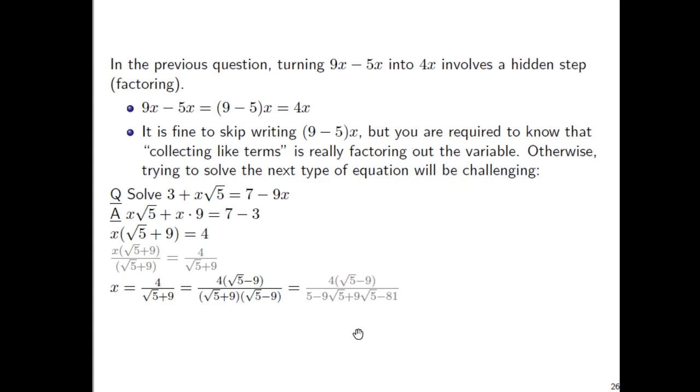4 terms using FOIL. The inner and outer terms are going to simplify to a plus 0, and the root 5 times root 5 became a plain old 5, whereas negative 9 times a positive 9 became a minus 81. So in the end, the denominator is going to be a negative 76.